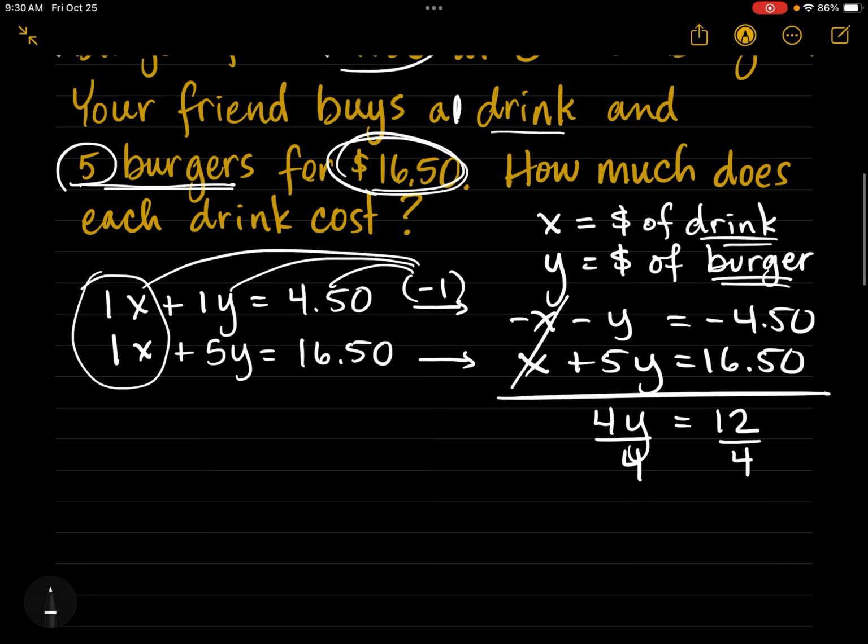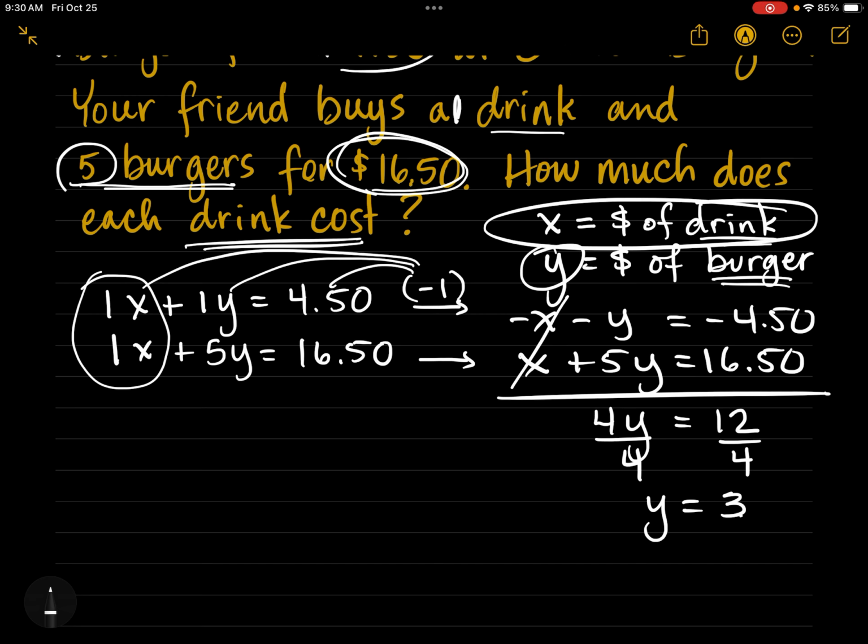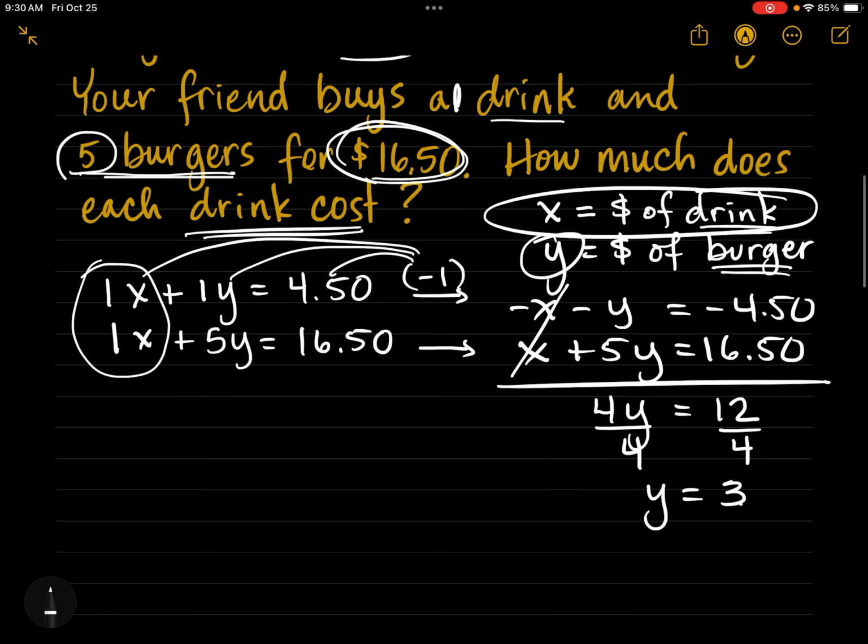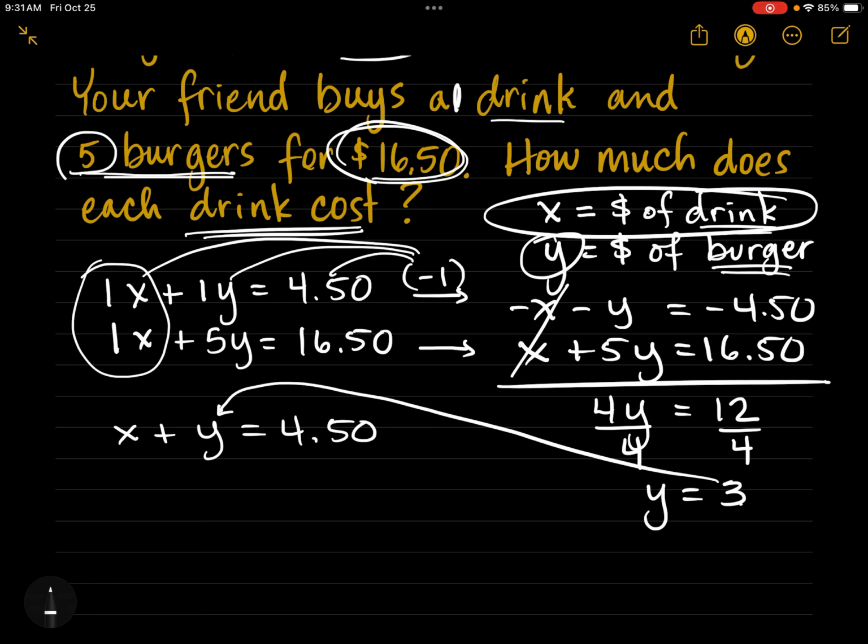Divided by 4, y equals 3. What was y? Y is the cost of the burger. So the burgers cost $3. But that's not what the question asks. It says how much does a drink cost? And the drinks are my X values. So I'm going to plug into my original equation, x plus y equals $4.50. And I'm going to put the y value here.